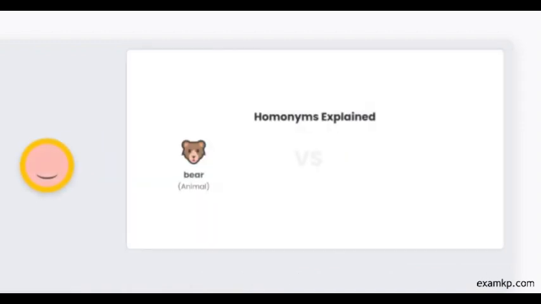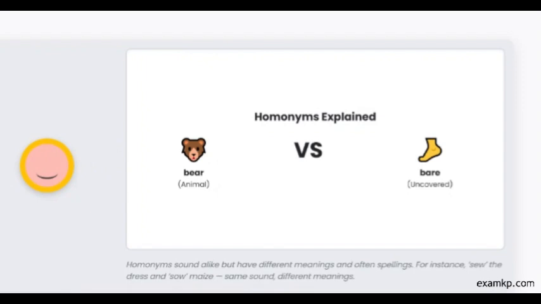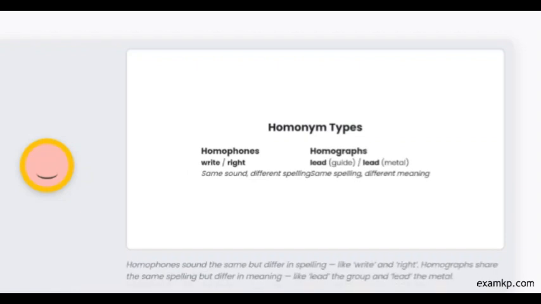Now let's talk about homonyms, words that sound the same but have different meanings and often different spellings. For example, the farmer will sow maize. The tailor will sew the dress. They sound the same, but their meanings are completely different. We can group homonyms into two types: homophones, same sound, different spelling, like right and right. Or homographs, same spelling, different meaning, like lead the group and lead the metal.